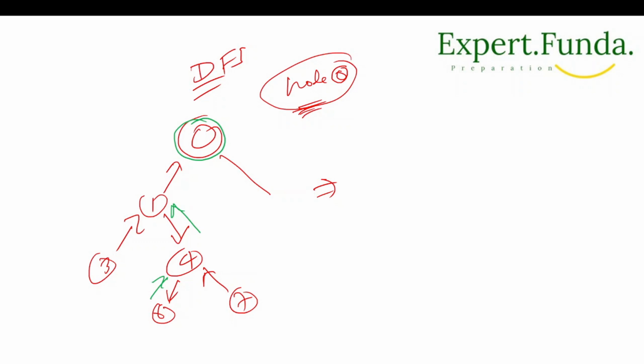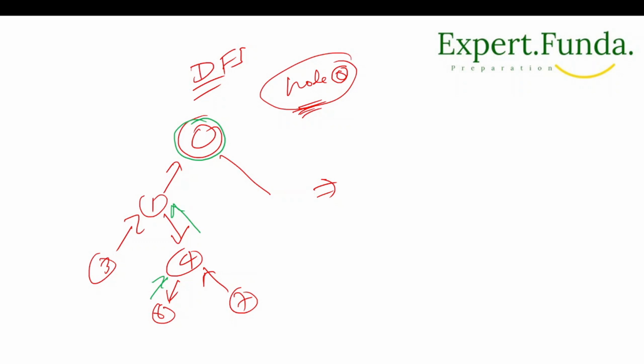Why? To explore the nodes as far as possible along each branch. Okay, I think I understood. So upon reaching the end of the branch at the last, we backtrack to the previous node and continue exploring the next branches.